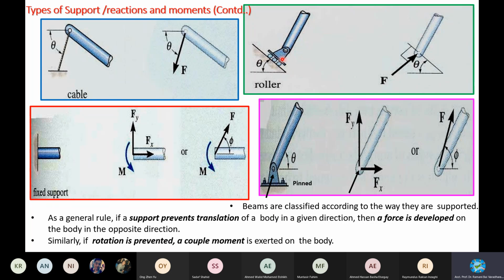So following this, if you see here, the roller can move like this, right? But movement in this direction is prevented. Hence the member shows an equal and opposite reactive force for a roller support. Movement along the roller is not restrained, it can move because it's a roller. Maybe a trolley, a crane, a train, all are good examples.